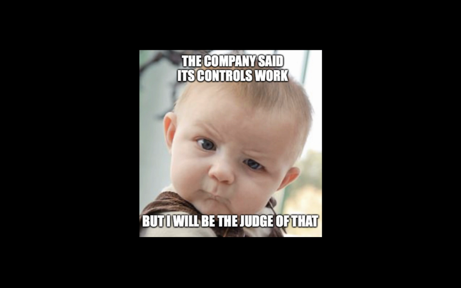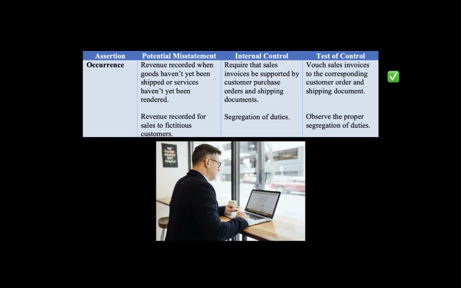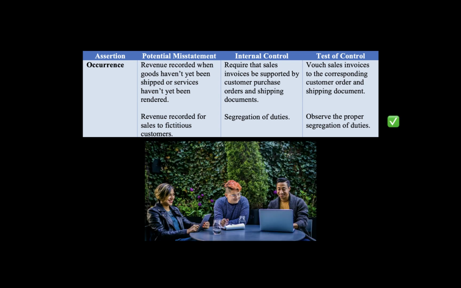Next, let's discuss how the auditor can test the controls related to each management assertion for revenue. Let's start with occurrence. To check that sales invoices are supported by customer orders and shipping documents, the auditor can vouch sales invoices back to the related orders and shipping documents. The auditor can also observe whether the client has instituted segregation of duties.